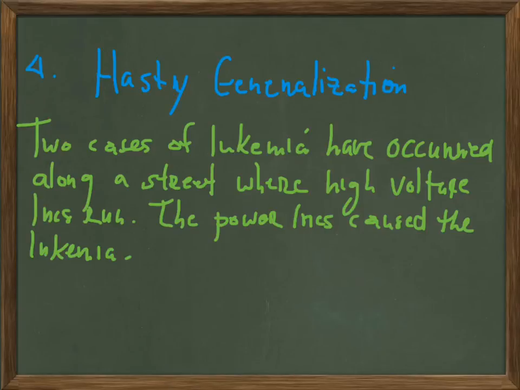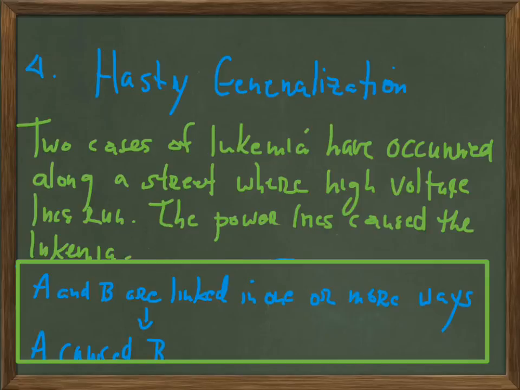What is the structure of a hasty generalization fallacy? A hasty generalization can be characterized as an argument in which A and B are linked in one or more ways, therefore A causes B. So in this case, there's a linkage between high voltage lines and cases of leukemia, but we are not able to conclude that the power lines cause the leukemia.